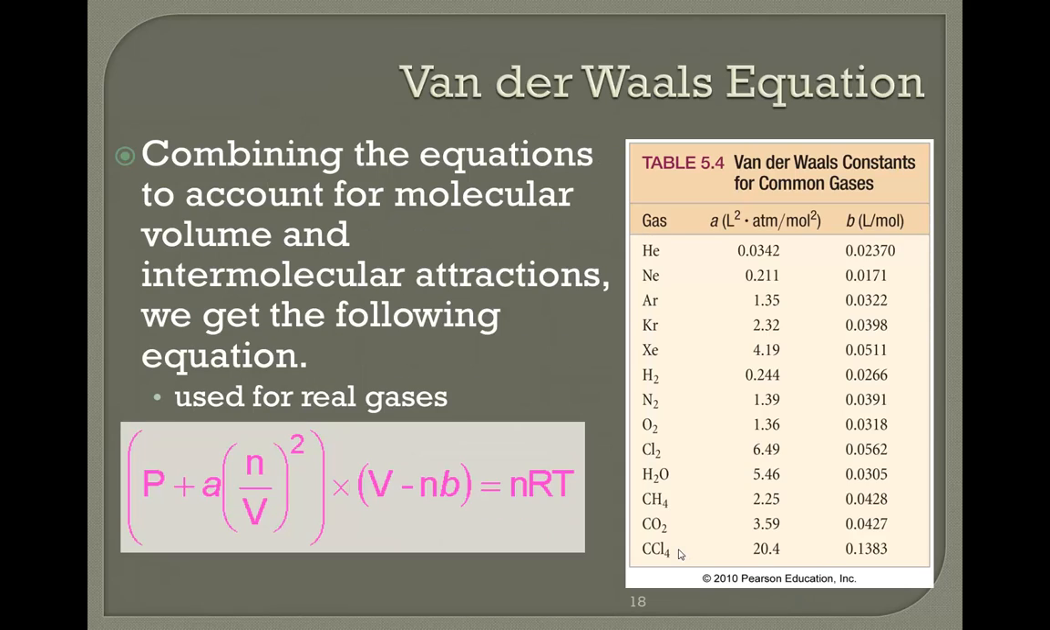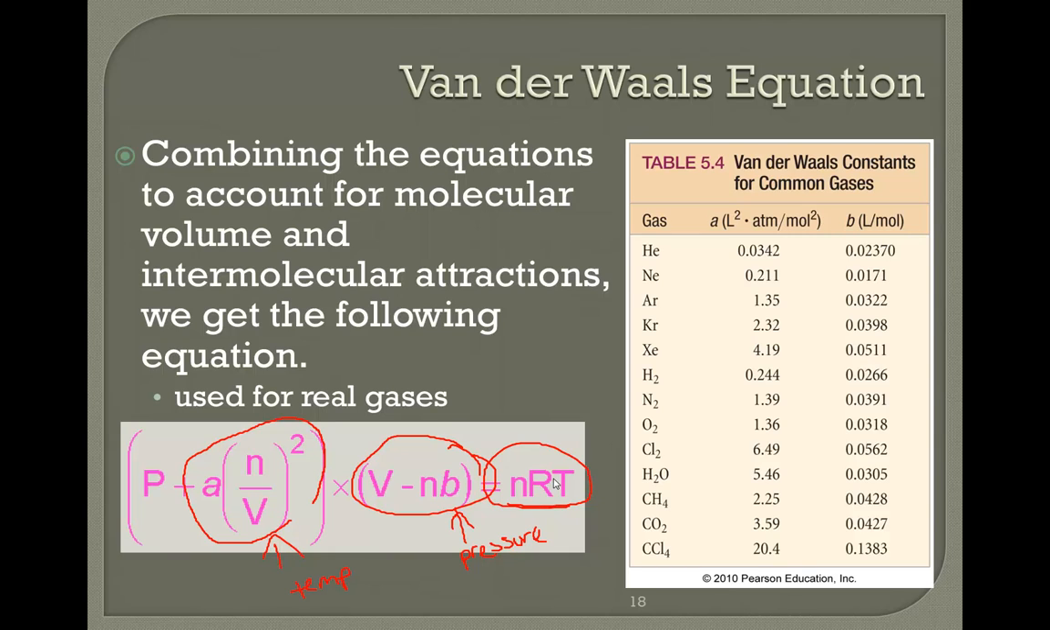Combining the equations to account for the molecular volume and the intermolecular attractions, we get the following equation used for real gases. So the pressure, notice the change here. That's because of the temperature issues. And then volume minus nb is accounting for changes at high pressure. And it still is equal to nRT.